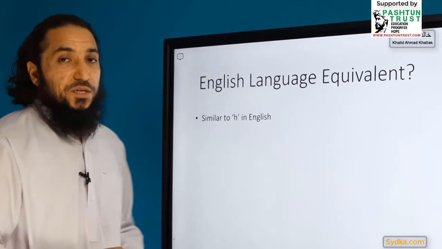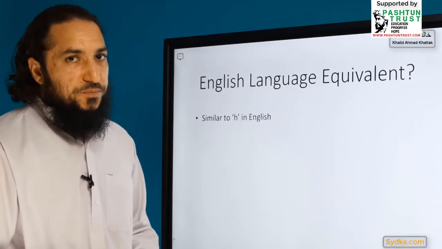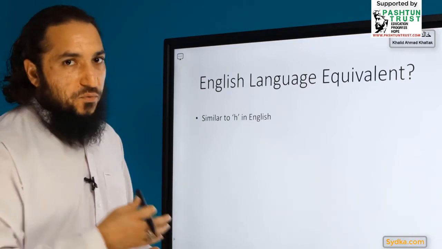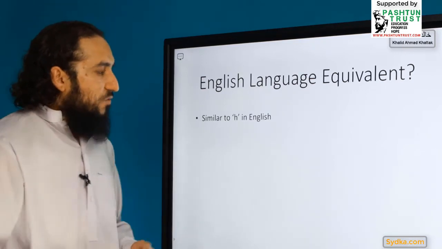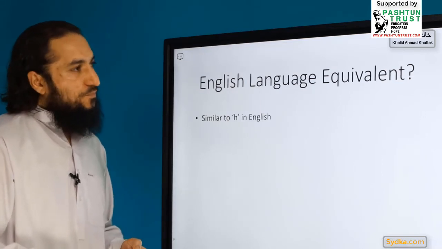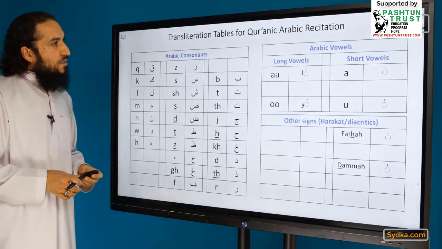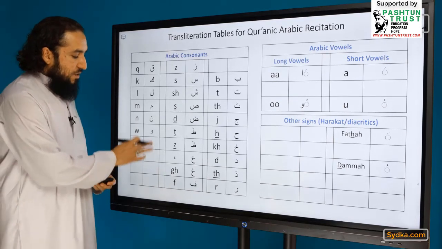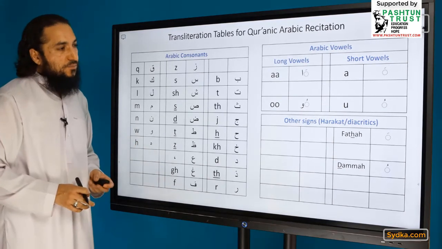So what is the English equivalent for Ha? It is H, because we don't have one for the other Ha, but for this Ha we do have H in English, okay? So hello or happy. For transliteration purposes, we use the sound H to represent Ha, okay?